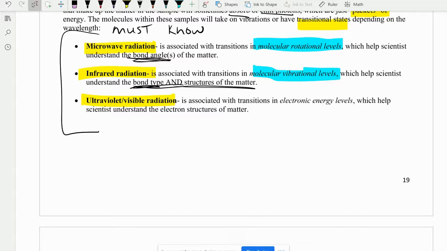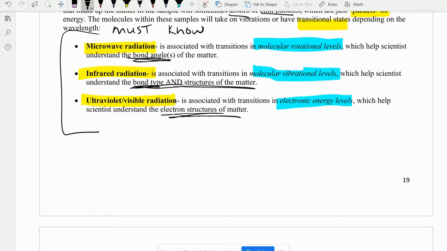So lastly, ultraviolet radiation or visible radiation, when bombarded at matter, can cause transitions within the electronic energy levels of a substance. Well, what does that mean? That's just a fancy way of letting scientists understand more about the electronic structures of matter. So the electron configurations, how many electrons there are, how big an atom is, etc.